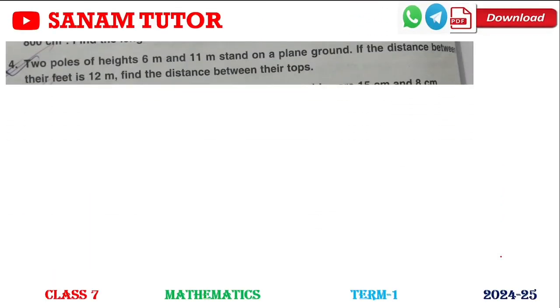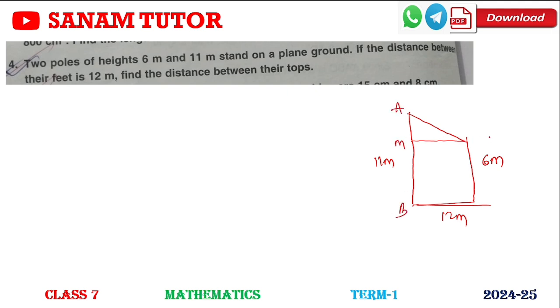Next question. Two poles of different heights. Suppose this is one pole, this is another pole. The first pole is 6 meter. Second pole is 11 meter. They stand on plain ground, this is ground. If the distance between the feet is 12 meter, means this is 12 meter. Find the distance between the tops, means we find this. Suppose, let's draw, this is M, this is AB, this is CD.